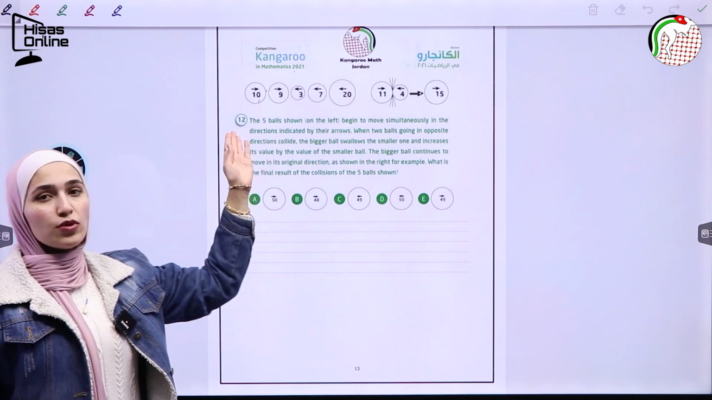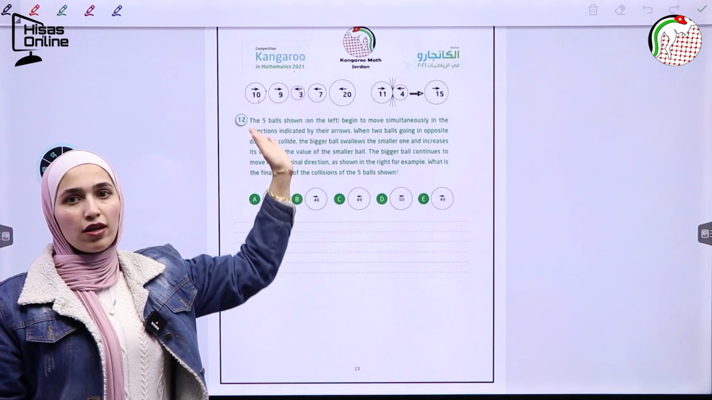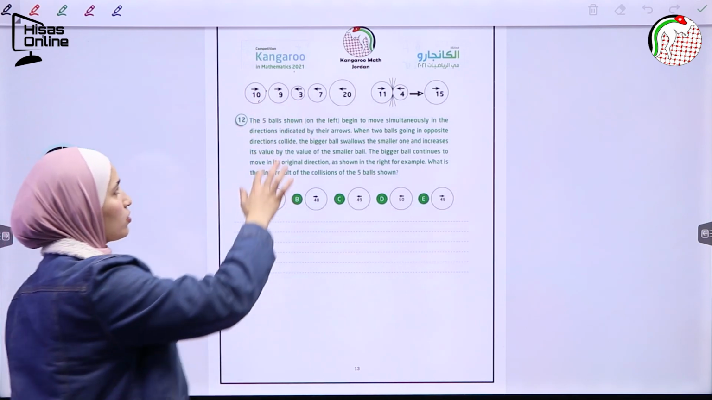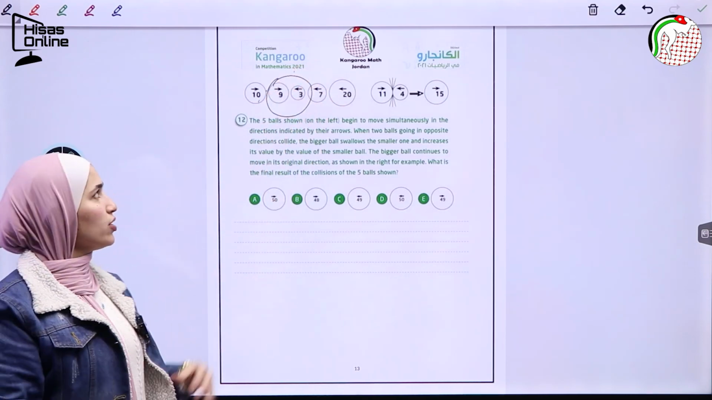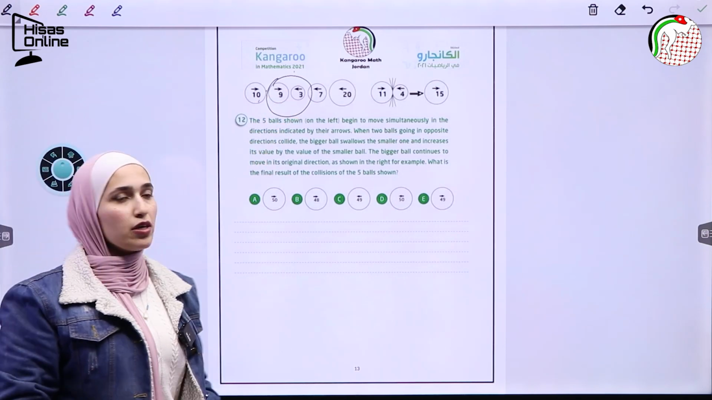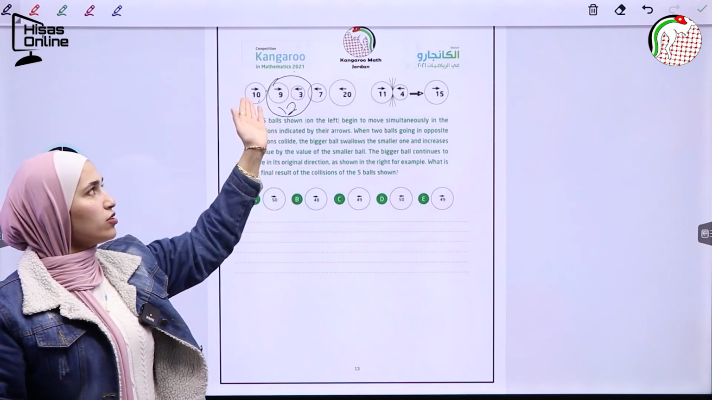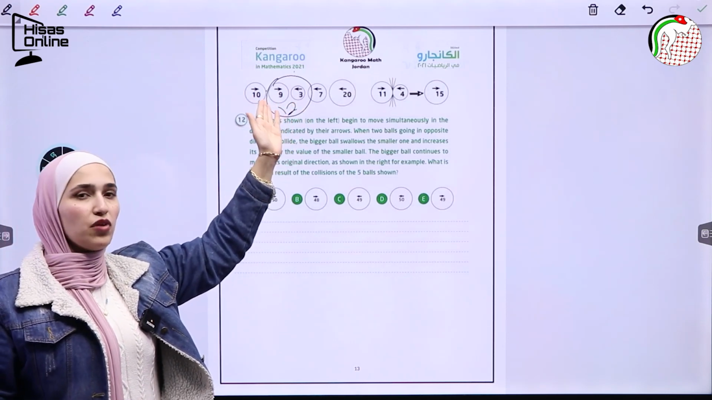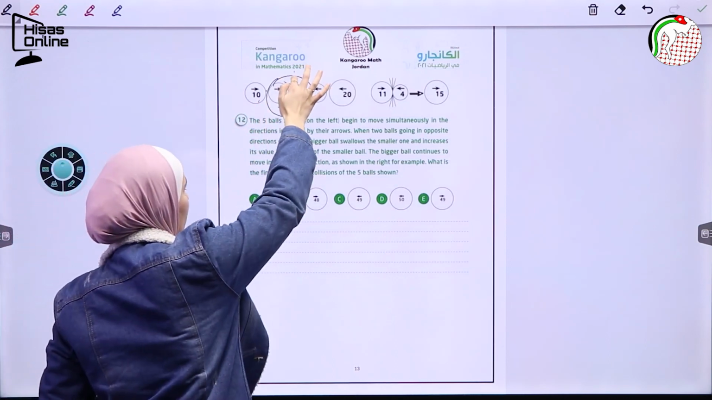So here, students, we will start from the middle. 9 to the right and 3 to the left, so opposite directions, so they will collide. And the value of the new ball will be the sum of 9 and 3. 9 plus 3 equals 12. And the direction will be according to the greater ball. 9 or 3, 9 is greater. So the direction will be to the right. So 12 to the right.